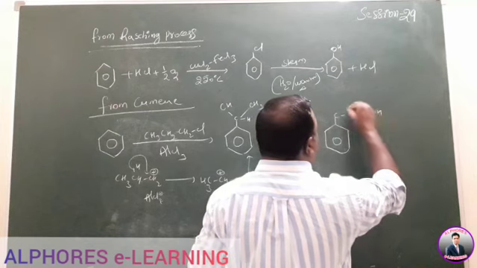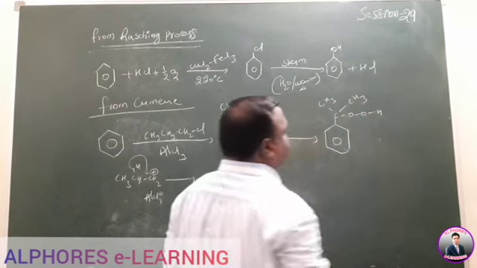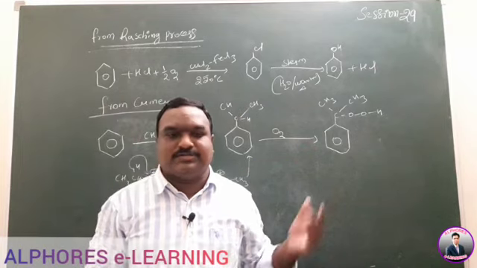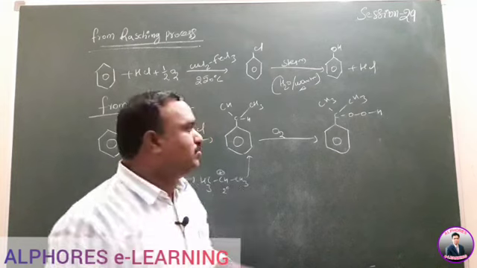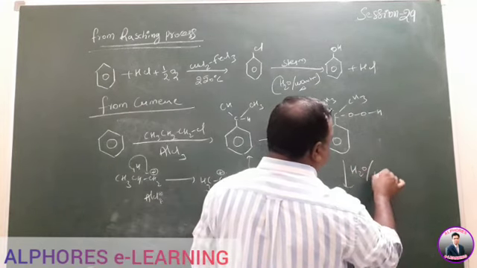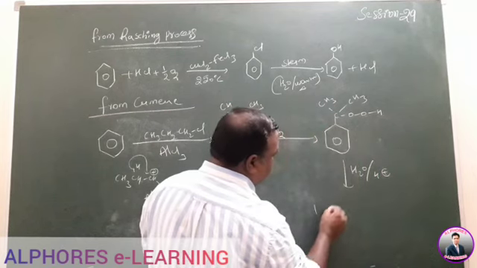CH3, again CH3. The peroxy compound is formed here in this reaction. If you do acid hydrolysis, so here H2O, H plus, migration is possible here.